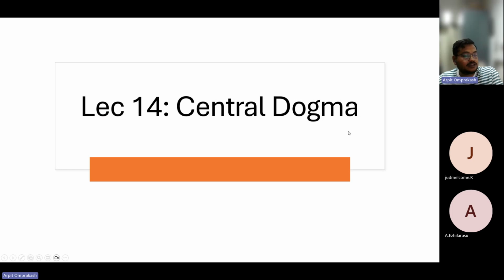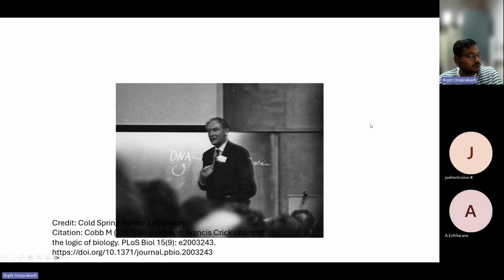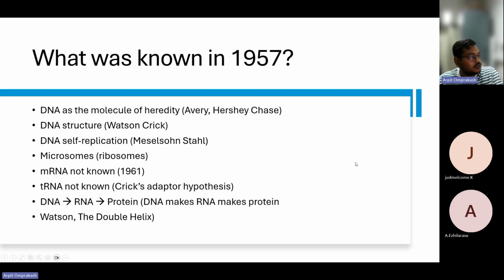Okay. In the lecture, we talked about the central dogma. So here is Francis Crick, presenting his idea of the central dogma. Behind him you can see some reference of what the central dogma is. We'll talk about it now. First we'll talk about what was known in 1957 when he proposed this idea.